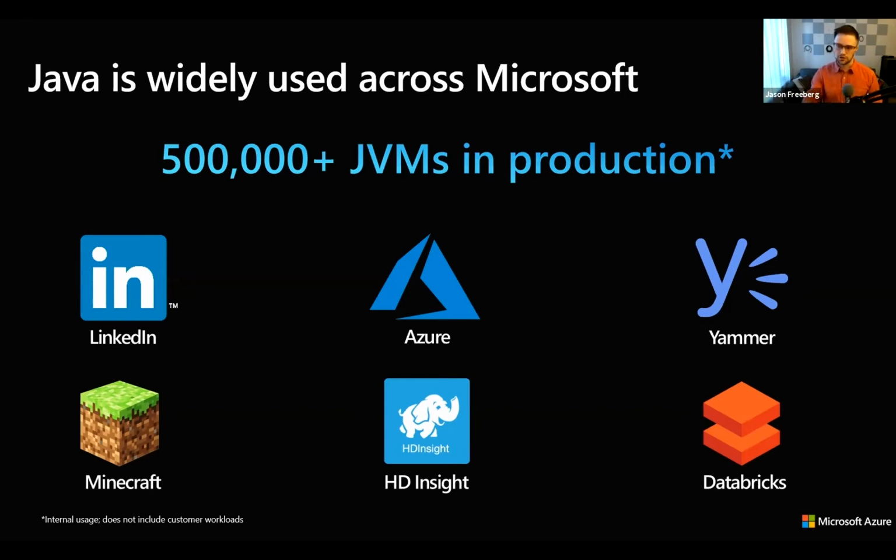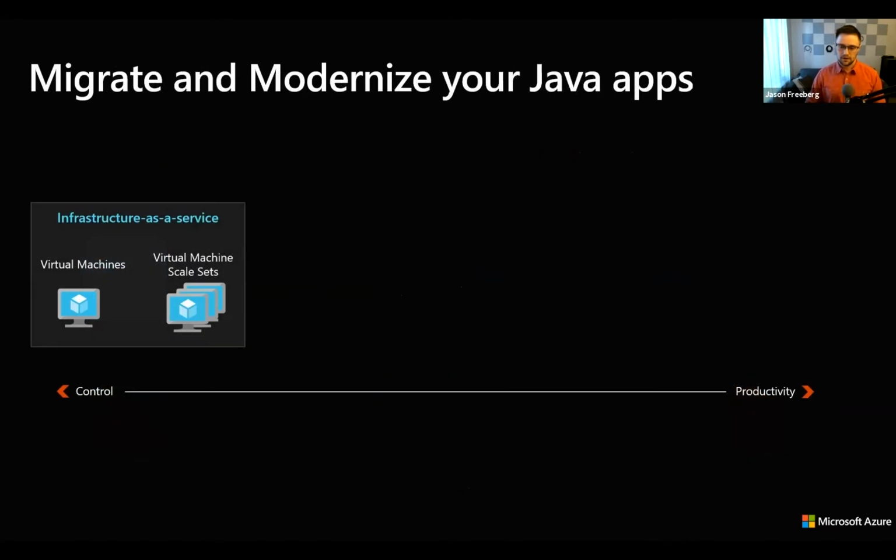But what about customer Java applications? What if you or your organization wants to migrate or modernize your Java apps onto Azure? Well, for that, you have a couple of different options depending on where you want to land from the control to productivity spectrum. So of course, Azure provides infrastructure as a service. You can deploy your Java apps onto virtual machines or virtual machine scale sets. And as you can probably guess by the name, scale sets, that service allows you to scale your deployment out to thousands of virtual machines. But as we all probably know, VMs come with a higher level of management and configuration versus some other options that are out there.